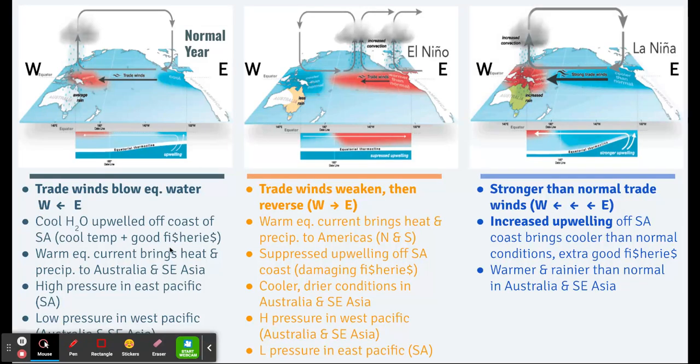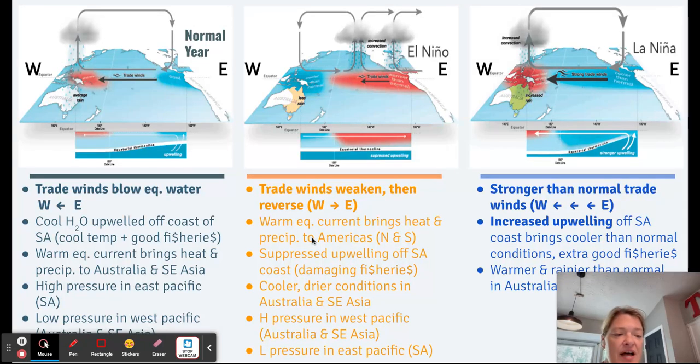So we normally have an upwelling, but now we're going to have a much stronger, increased upwelling, and that brings cooler than normal conditions, and they actually get really good fisheries conditions during this time, so they profit a lot. But what it causes is much warmer and much rainier than normal conditions in Australia and Southeast Asia, which is not good for them. Okay, so again, this is like a cyclical event that occurs every 7 years or so.